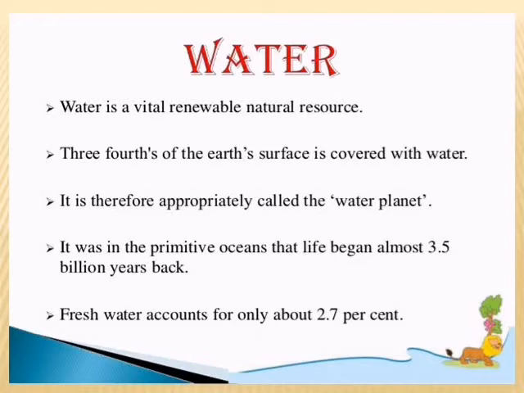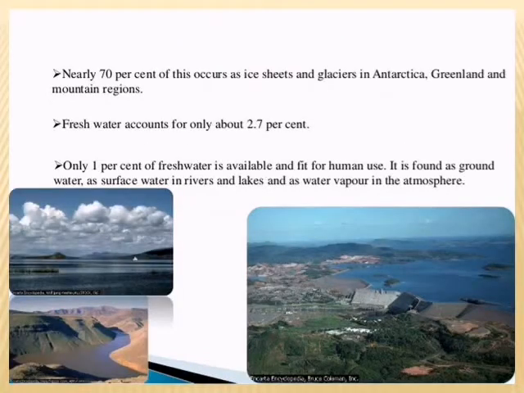Fresh water accounts for about 2.7%. There is plenty of water on earth, but only 2.7% of it is fresh water. Nearly 70% of this fresh water occurs as ice sheets and glaciers in Antarctica, Greenland, and other mountain regions. Due to their location, they are inaccessible. Only 1% of fresh water is available and fit for human use.